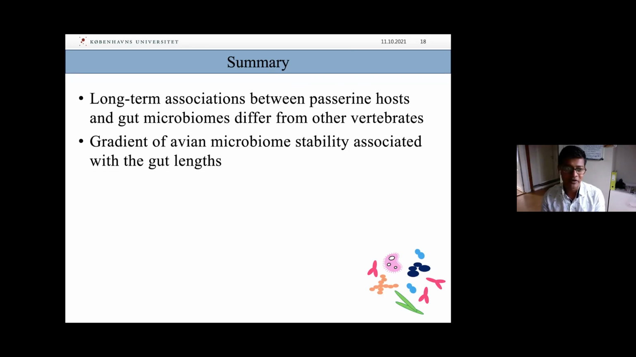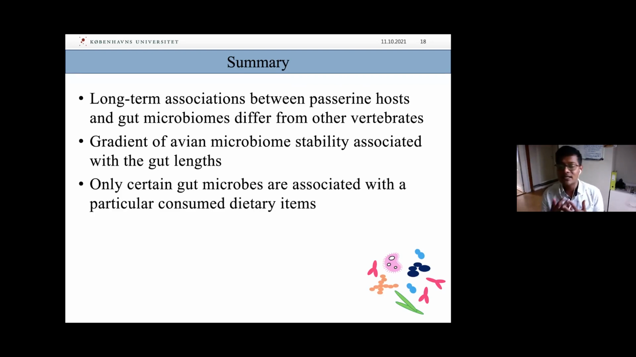And this could be driven by a gradient of microbial stability associated with the gut lengths in birds that are associated with flight. And finally, we also find that only certain gut microbes are associated with particular consumed dietary items. So it's not that the entire composition of the diet influences the entire microbiome of an individual, but it's particular associations between a microbe and a diet item that drive the effect of diet on these complex microbiomes.